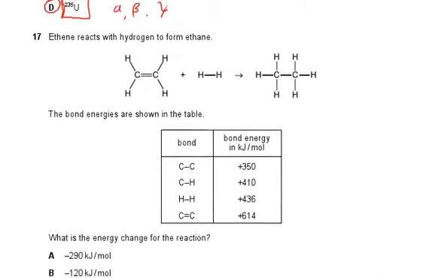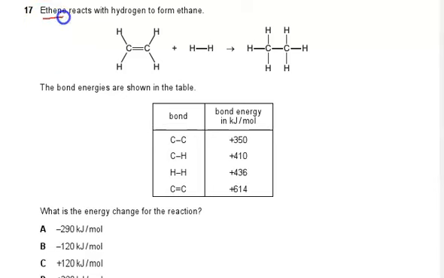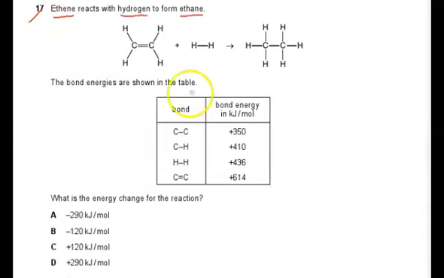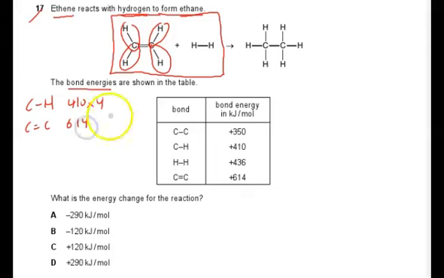Okay, now look at number 17. The ethene reacts with hydrogen to form ethane. The bond energies are shown in the table. So in the first part here, they need to break the bonds. So we just calculate this. CH, how many do we have? We have 1, 2, 3, and 4. So you take 410 multiplied by 4. And we have a double bond of carbon, which is 614. And we have hydrogen, which is 436.